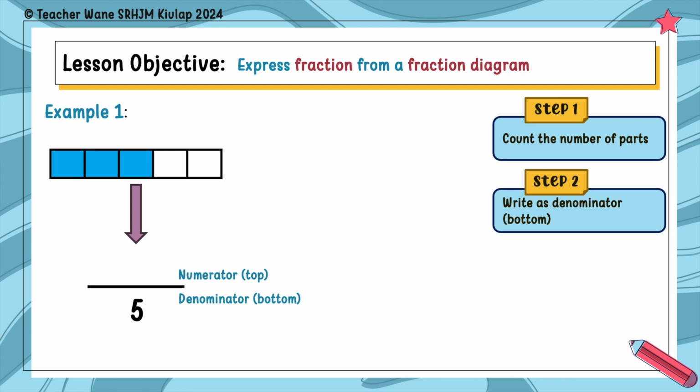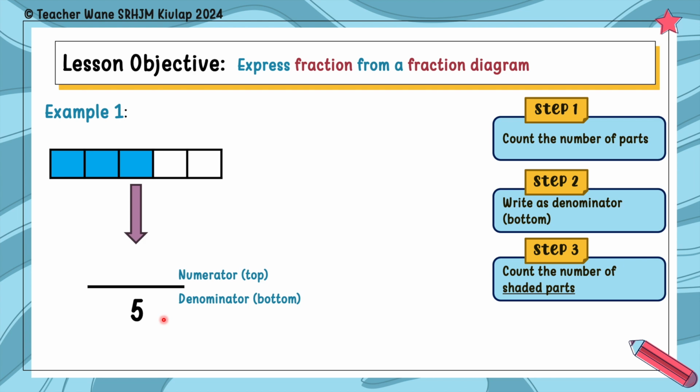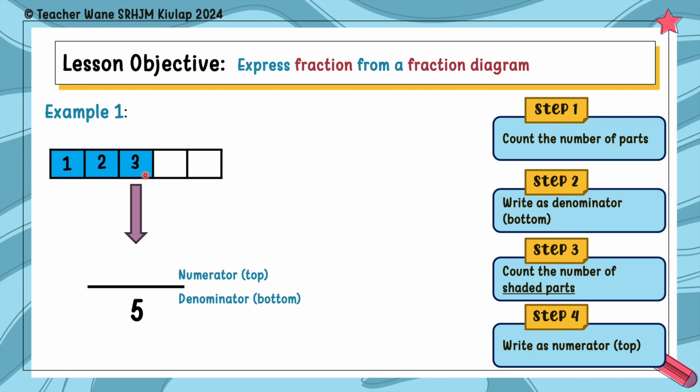Next, step 3. Count the number of shaded parts. So we count here the blue parts here. I have 1, 2, and 3. So I have 3 number of shaded parts, and then I will write 3 as the numerator, which I will write here. Numerator is we write down at the top.